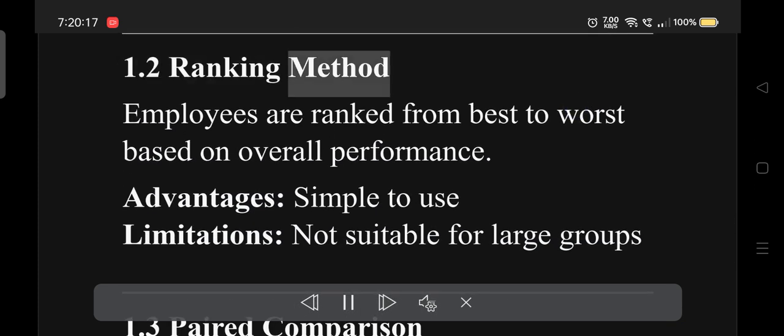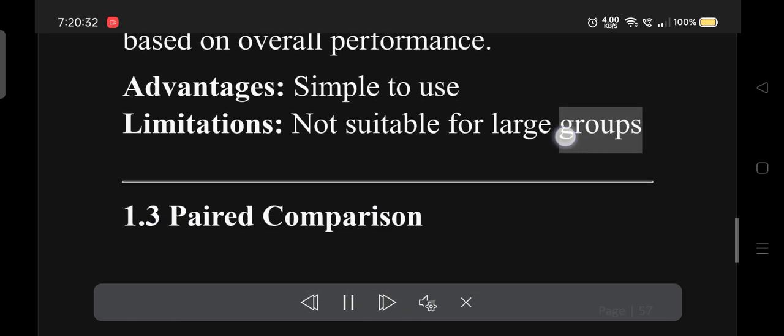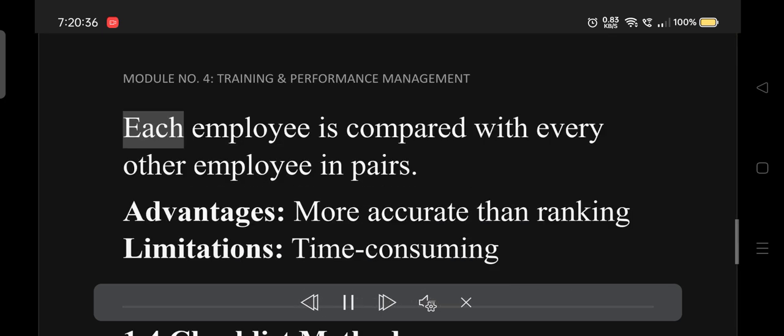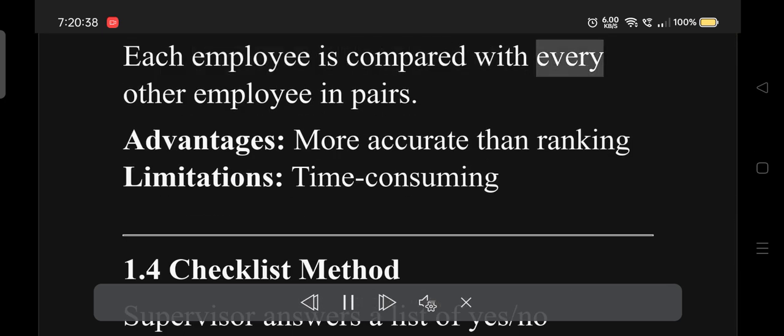1.2 Ranking method. Employees are ranked from best to worst based on overall performance. Advantages: simple to use. Limitations: not suitable for large groups. 1.3 Paired comparison. Each employee is compared with every other employee in pairs. Advantages: more accurate than ranking. Limitations: time-consuming.